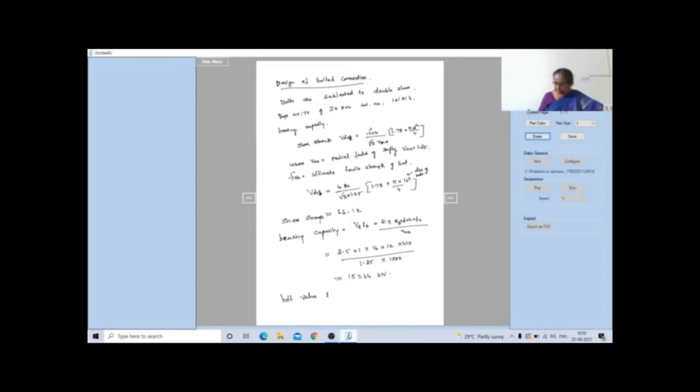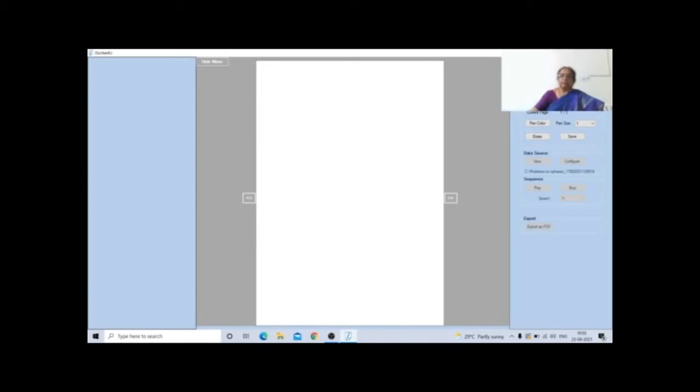Once we calculate these two values, what is the bolt value? The bolt value is the least of the above two. So it is 66.12 kilonewton and 157.44 kilonewton. The least of the two is 66.12. This is the bolt value, the bolt strength, the least we have to consider.